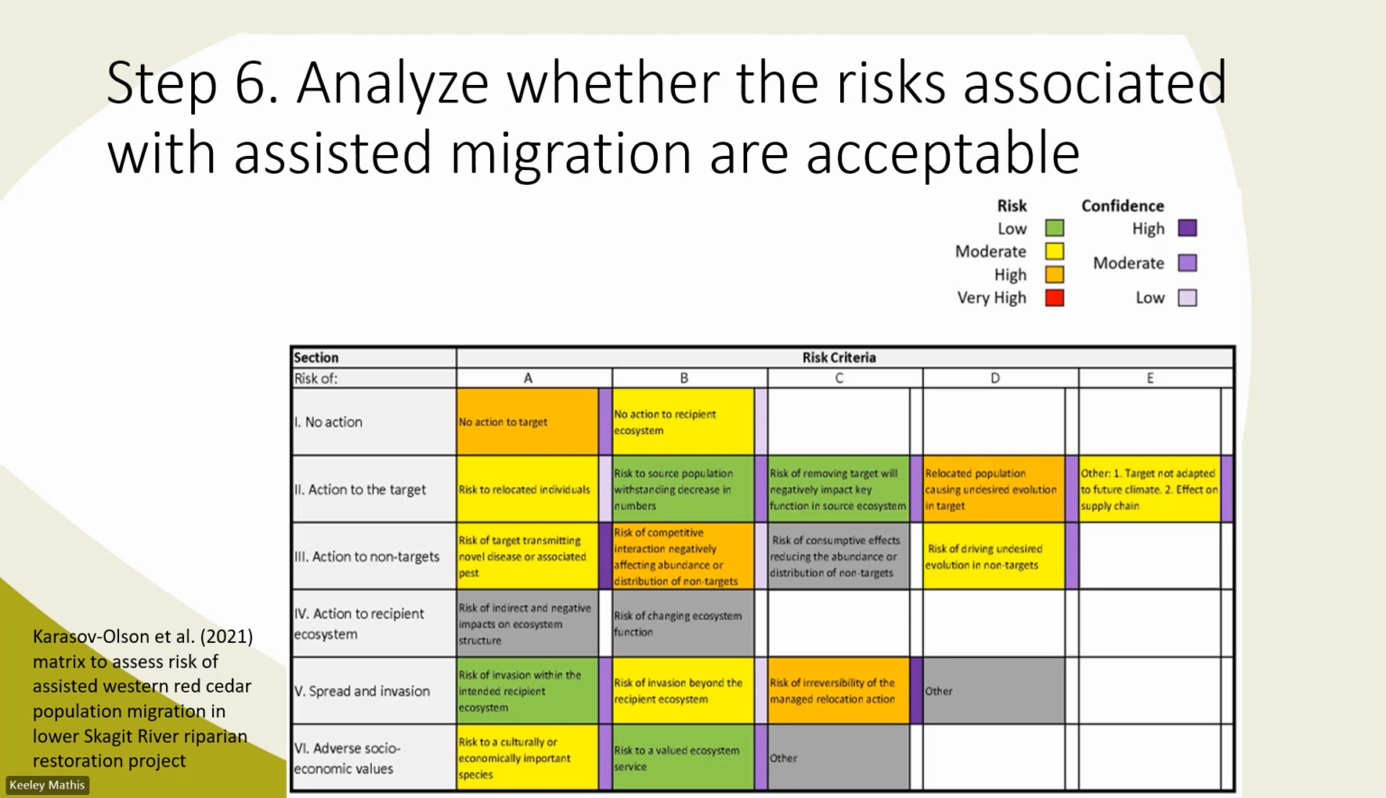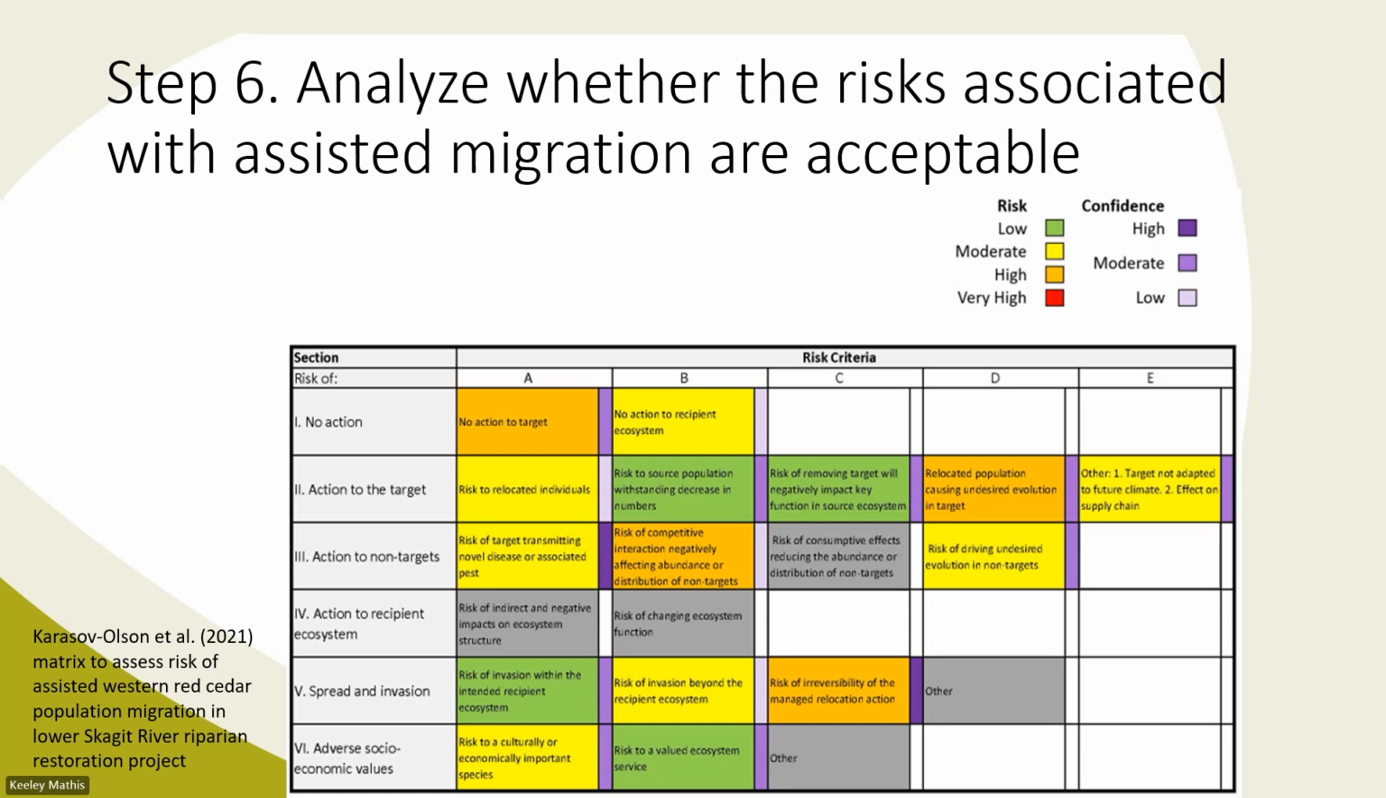There was also a high risk in the action to non-targets. This is the risk that the competitive interaction negatively affects other Western red cedars. So since the ones I'm bringing up and the ones that are there are competing for the same resources, there's a high risk that the Western red cedars I import could negatively affect the ones that are already there, except it's a restoration project and there aren't too many on my site.